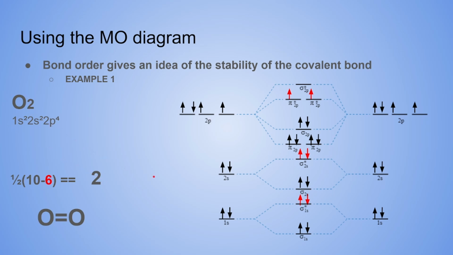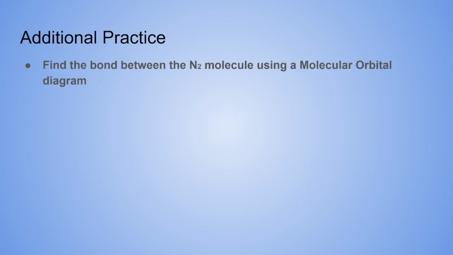Now we can do this for any covalent molecule, and we will get an answer about how many bonds there are between atoms. So we're going to try an additional example. Find the bond order of the N2 molecule using a molecular orbital diagram. You just set this one up just like the last one, and pause the video so you can work through it and come back whenever you're ready.